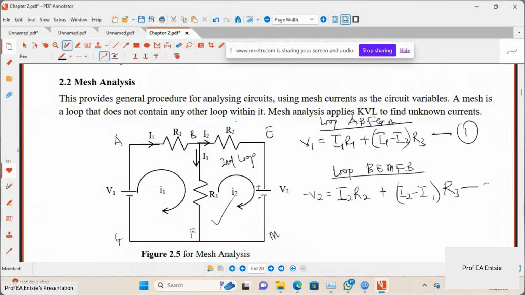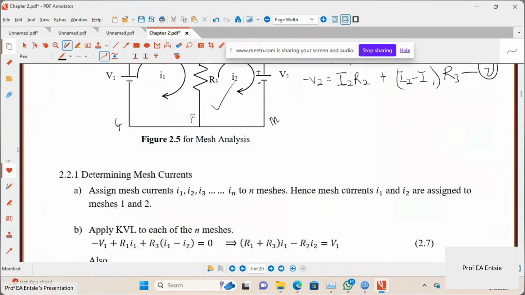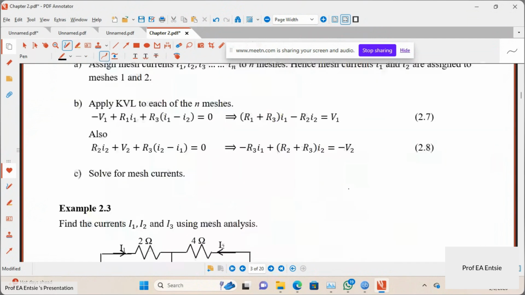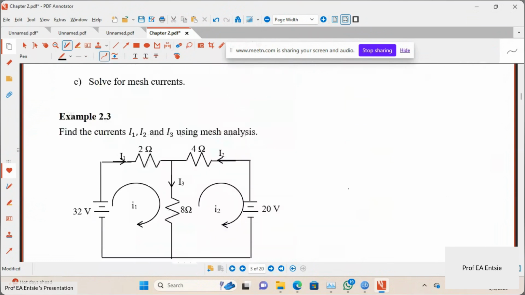And since our variables are only 2, which is I1 and I2, we can use these two equations to find the variables. So this is how we go about it. So this is a question you can play with. This is the actual question you can play with. So let me start. I'll go straight.